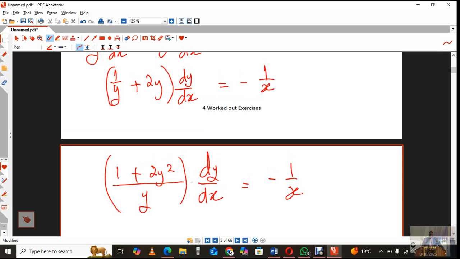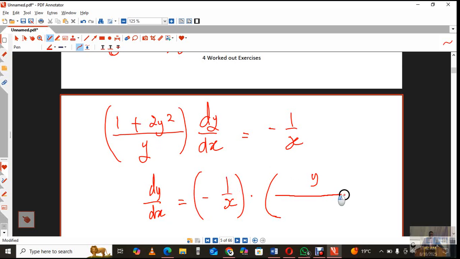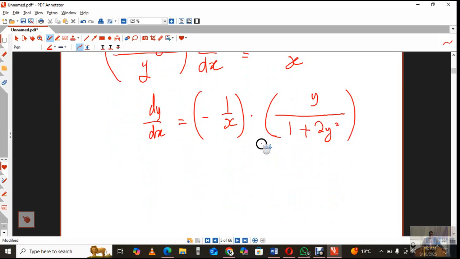Right, so let us then isolate our dy/dx. So dy/dx is negative 1 over x, I'm going to keep that one in brackets, times the reciprocal of this one, which is y over 1 plus 2y squared. Good. Numerator times numerator, denominator times denominator. So you're going to have negative y upon, let's just keep that x here and have 1 plus 2y squared there as a bracket.